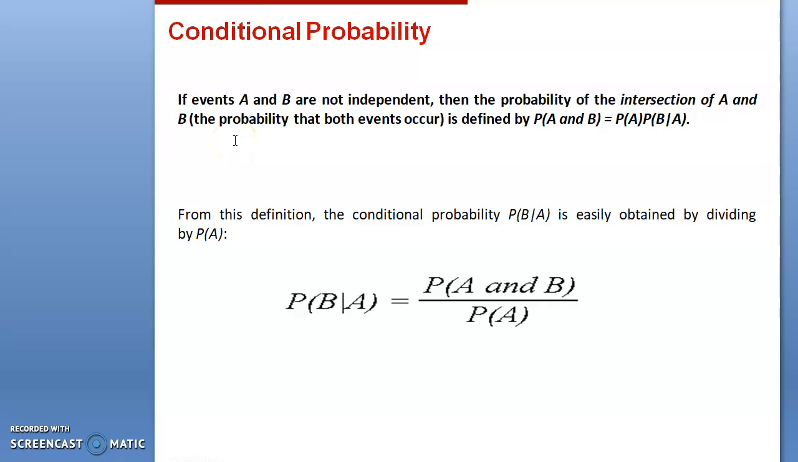If events A and B are not independent, then the probability of the intersection of A and B is defined by P of A and B equal to P of A times P of B given A. From this definition, the conditional probability of B given A is easily obtained by dividing by P of A: P of A and B by P of A.